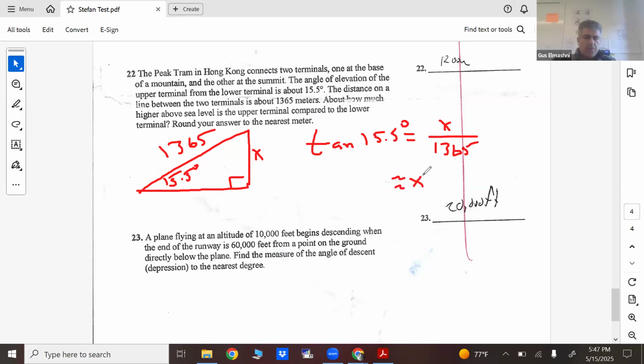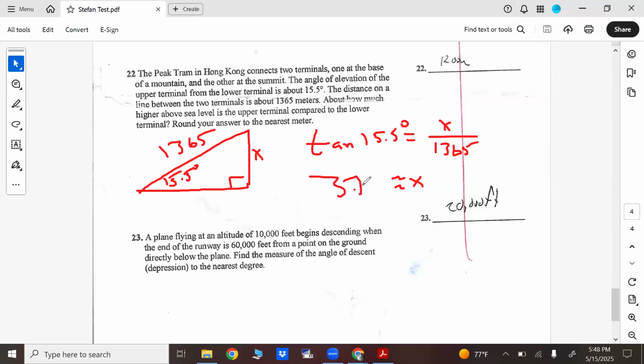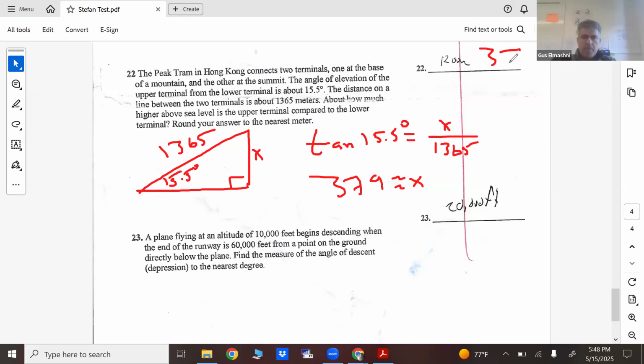You just multiply both sides by 1365, tan 15.5. You get 378.something, so 379, rounded to the nearest meter.